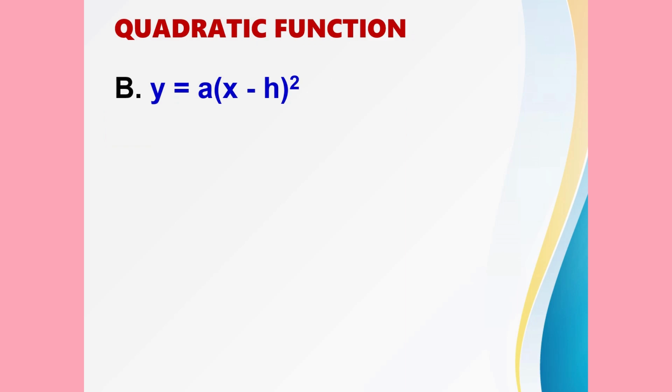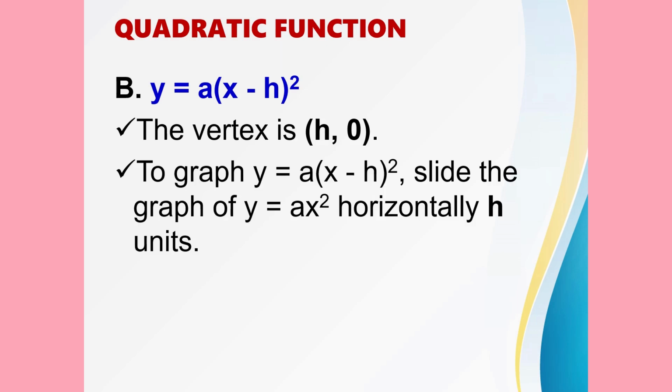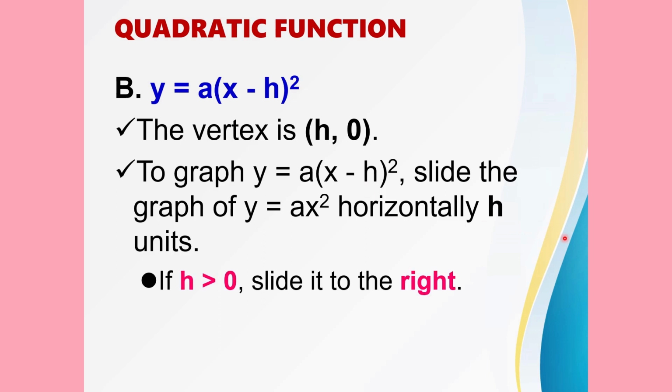Again, the second form of quadratic function is y equals a times the quantity (x minus h) squared. The vertex is at (h, 0), and to draw the graph of y equals a times the quantity (x minus h) squared, slide the graph of y equals ax squared horizontally h units. If h is greater than 0 or positive, slide it to the right, and if h is less than 0 or negative, slide the graph to the left.